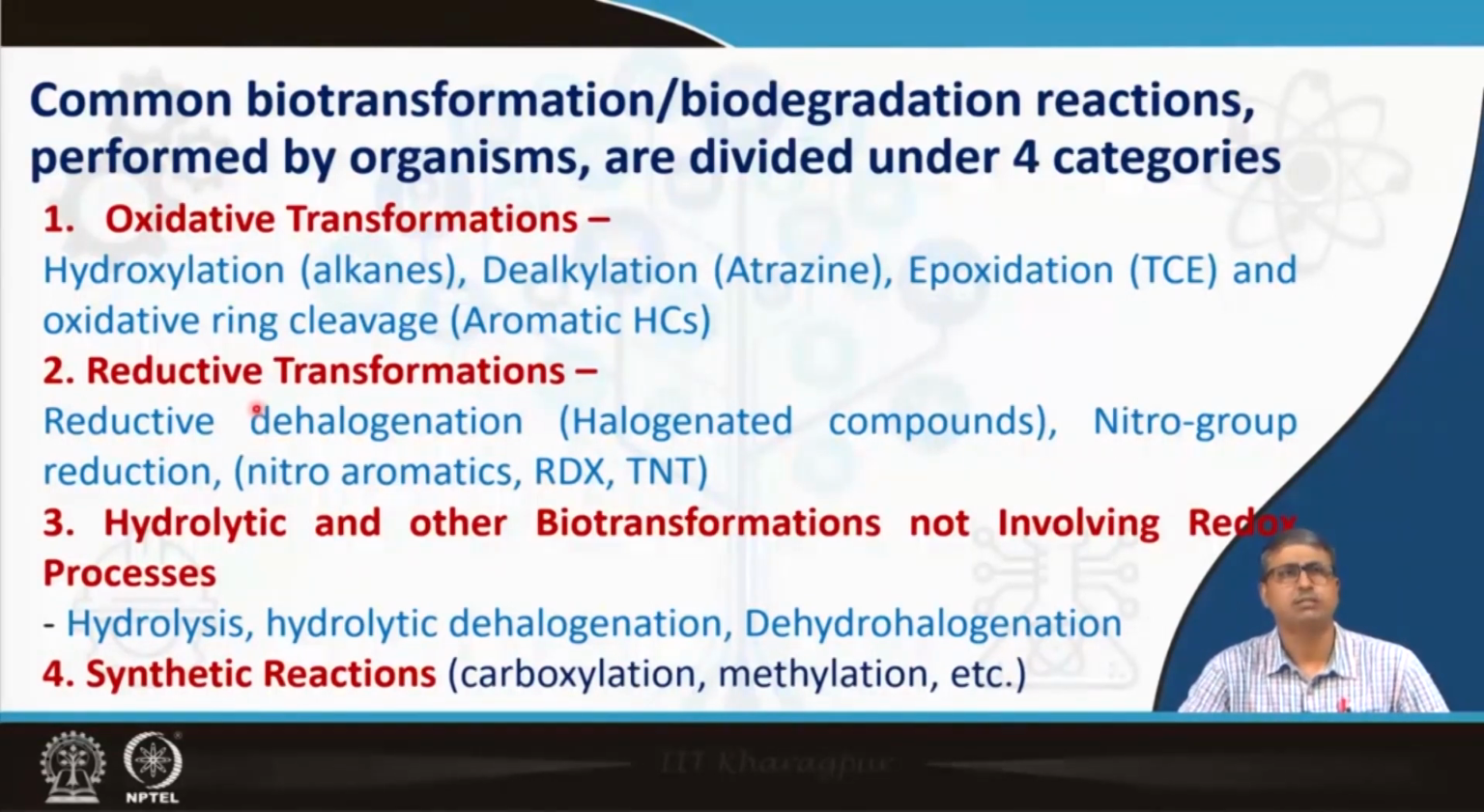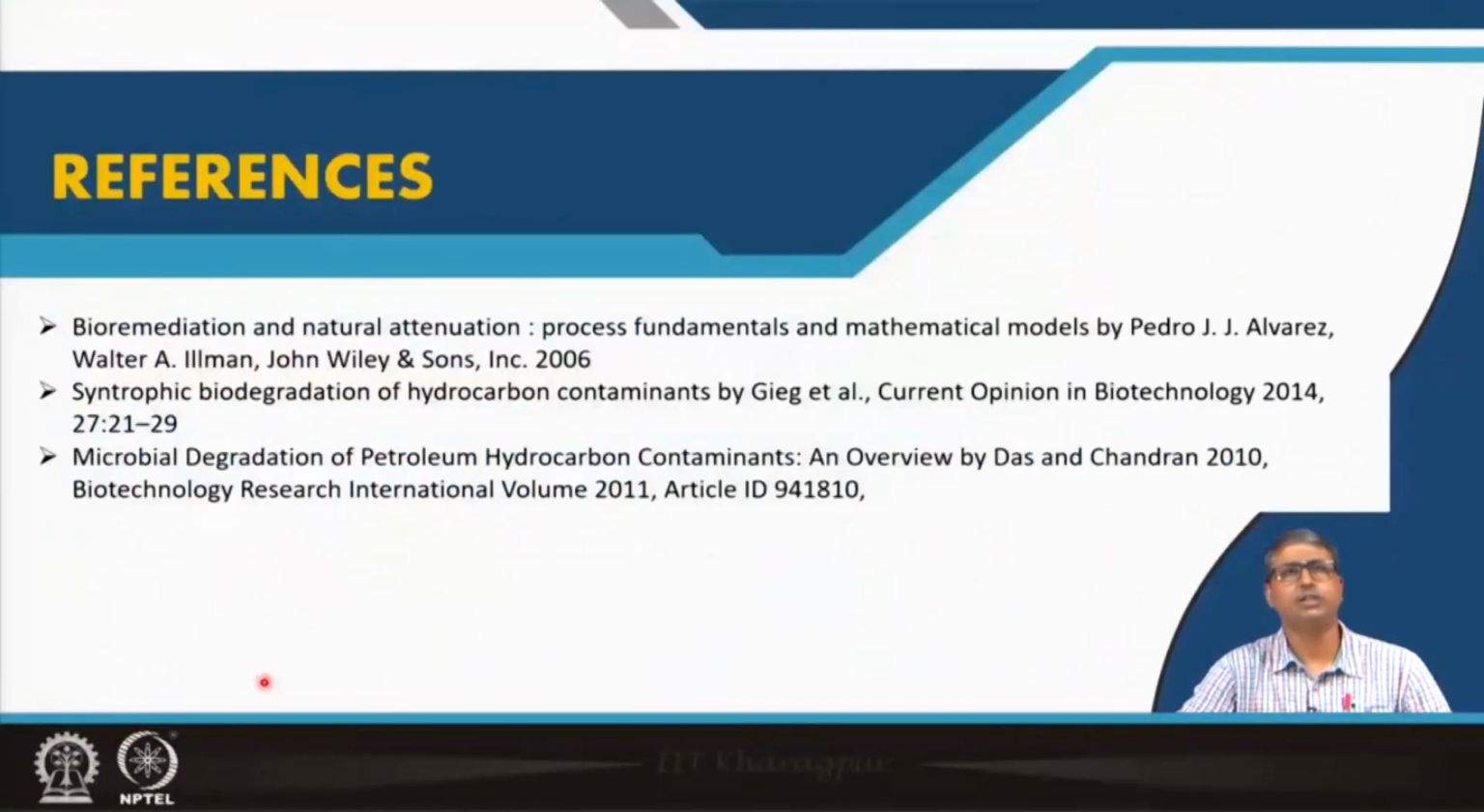Reductive transformations include the reductive dehalogenation, that is, halogenated compounds are biodegraded. Nitro group reduction, nitroaromatics, RDX, TNT type of compounds are all biodegraded through reductive transformation. Hydrolytic and other biotransformations not involving redox processes, like hydrolysis, hydrolytic dehalogenation, dehydrohalogenations are also there. And the last one is the synthetic reactions, which include the carboxylation and methylation, so that the molecule can be incorporated into some anabolic reactions and then incorporated into the biomass.